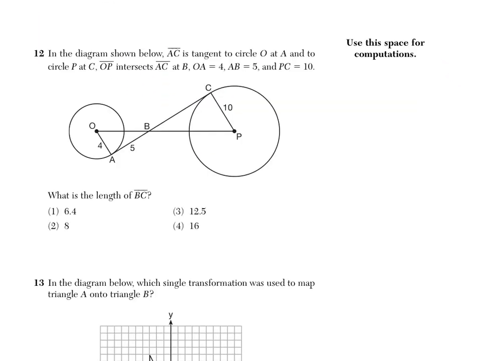Okay, ooh, this is a fun one. In the diagram below, we know AC is tangent to circle O at A and to circle P at C. OP intersects AC at B, and OA is 4, AB is 5, and PC is 10. What is the length of BC? So what we're looking at here is actually similar triangles. How do I know that?